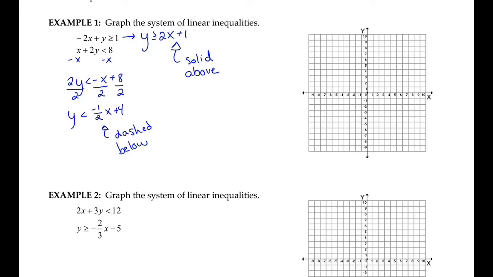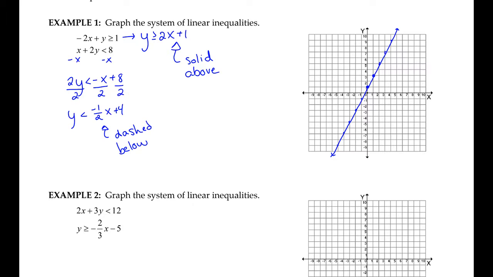So if I start at my y-intercept of positive 1, I have a slope of 2, so I'm going to go up 2 over 1, up 2 over 1, until I have some points on my graph. For you guys, you're going to want to make sure that you're graphing this with a straight line, so some kind of ruler or straight edge. So I'm going to draw a solid line. And then note that it was shaded above.